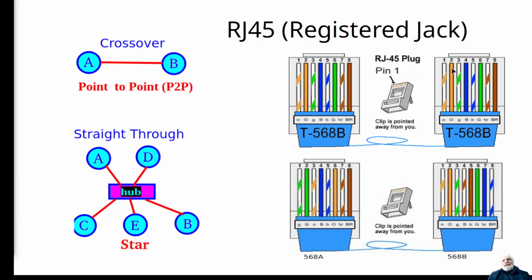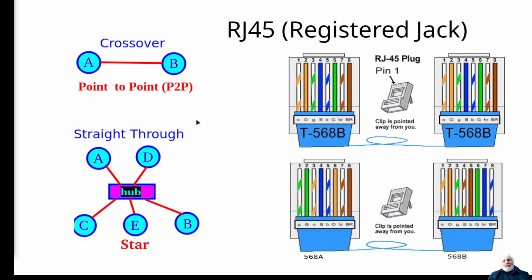Alright, so if you have a B to B type of connection, so you have the orange-white, orange at the left on both of your jacks, that's called a straight through cable. And you need that if you're going to do the star communications. On the other hand, if you have one that has the green-white, green A, and then the orange-white, orange on the other end, that is called a crossover cable.